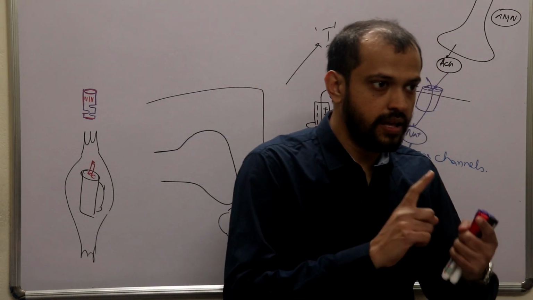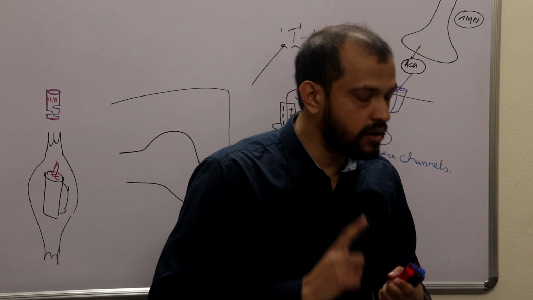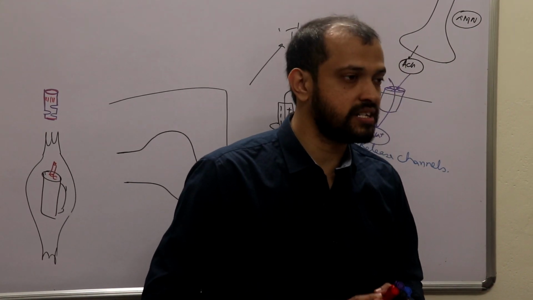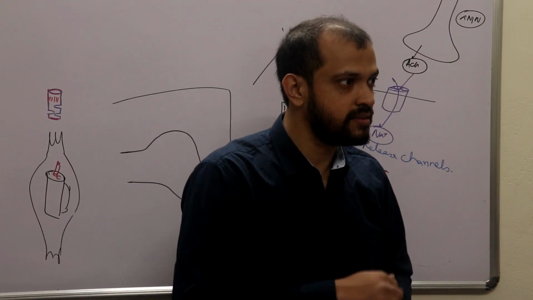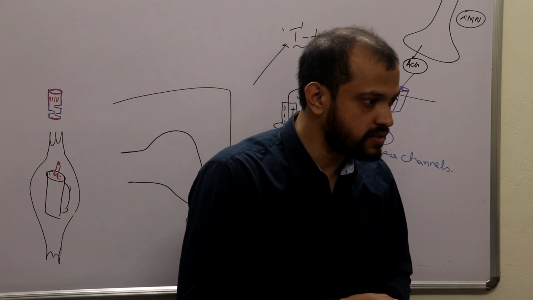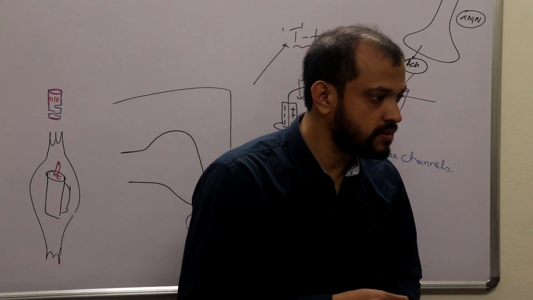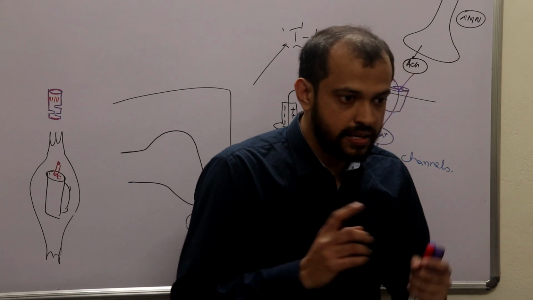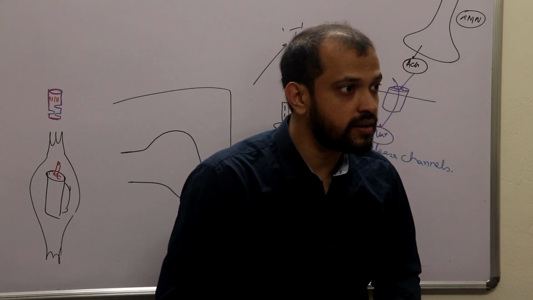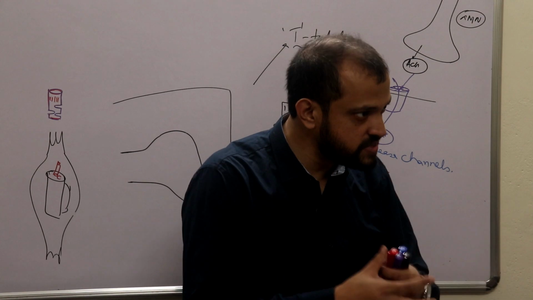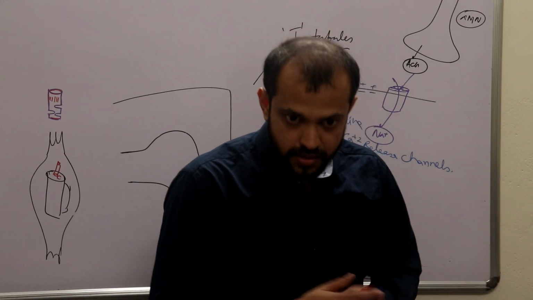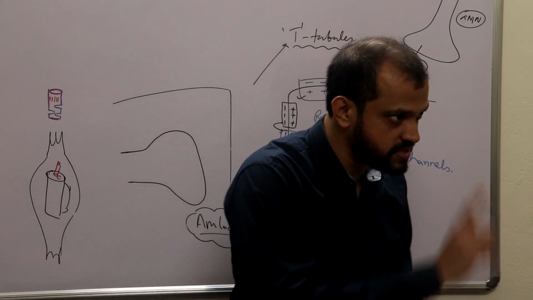Now listen, acetylcholine receptors are named according to their agonists. Agonist means what? Those who help in a process. That means nicotine helps in acetylcholine transmission, and muscarine also helps in acetylcholine transmission.